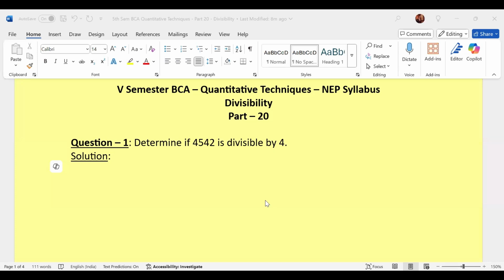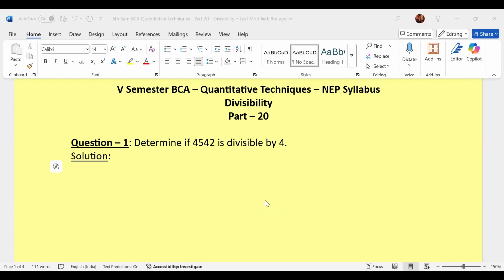Hello everyone. This is in continuation to the subject quantitative techniques under NEP syllabus meant for 5th semester BCA. This is part 20. We are going to see about divisibility rules, or how do you check a number is divisible by a specific number using divisibility rule.